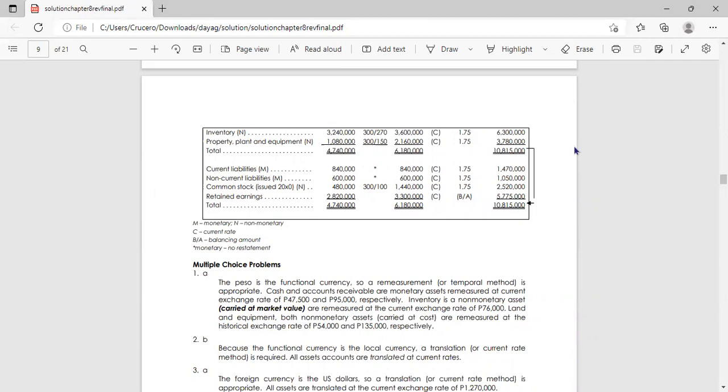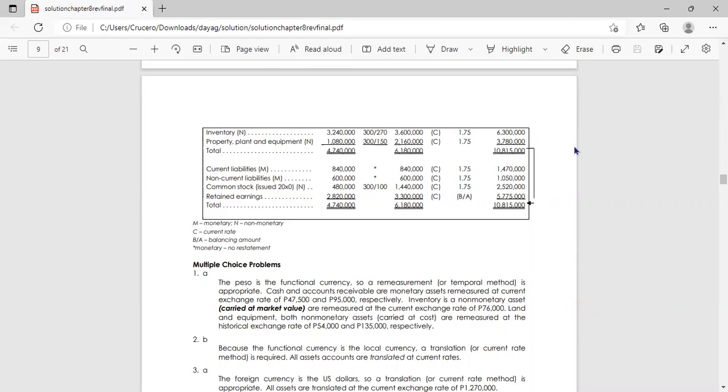We are now given 300, and 270 is the average. Adding 240 and 300, that's 540 divided by 2. So it ends up with 270. 240 multiplied by 300 over 270, we get 3.6 million.